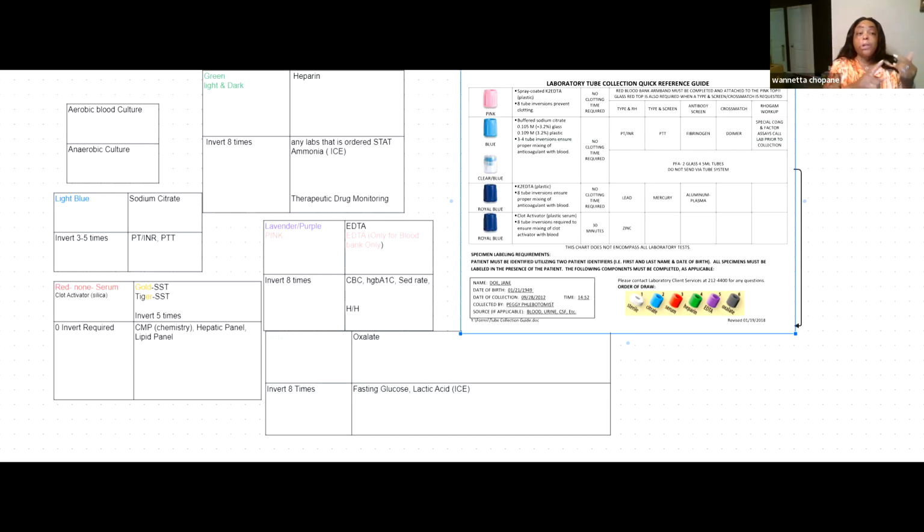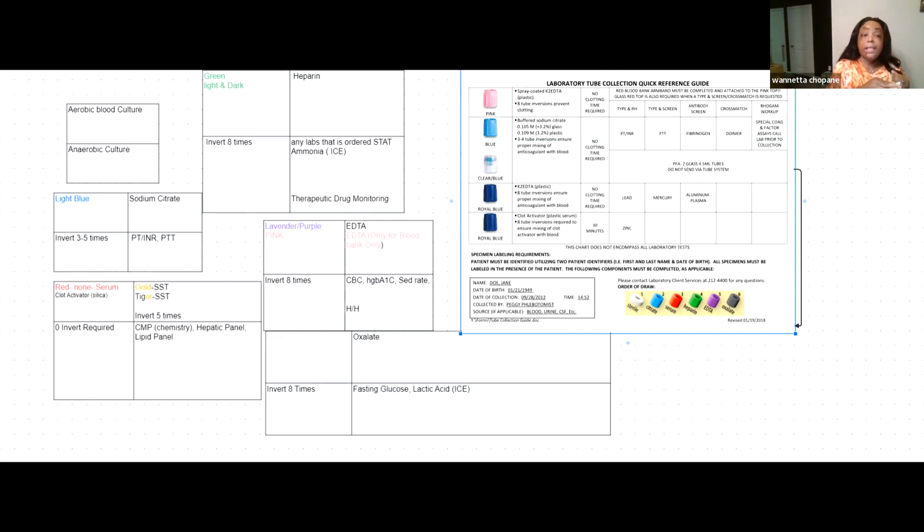They want to type and screen you, meaning they're trying to see what blood type you are. Cross match means they're trying to see what other blood types are okay for you to get if you need a transfusion. They're trying to match you to any other blood types out there.